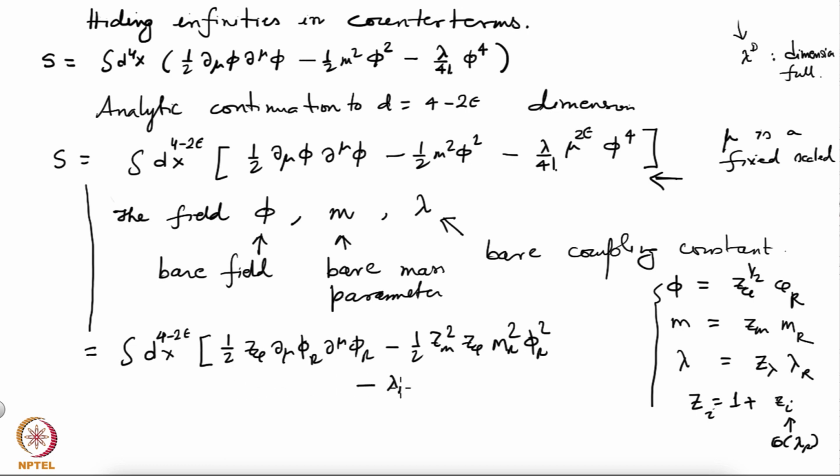And then minus lambda_r over 4 factorial mu to the 2 epsilon, Z lambda Z phi squared phi_r squared. And then I added and subtracted the terms which you get in the action here, but with phi, m and lambda replaced by phi_r, m_r and lambda_r, because these are the ones which were originally there. I just want the Feynman rules to contain the set of Feynman rules which I already had. That is what I want to ensure. So I just add and subtract this term, with the fields and parameters replaced by renormalized fields and renormalized parameters.